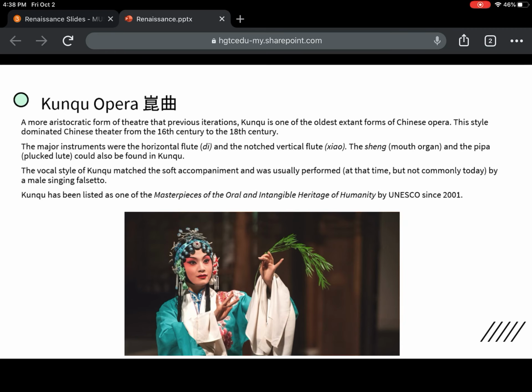The vocal style of Kunqu matched the soft accompaniment. So it was soft, and it was subtle, and was usually accompanying a male singing falsetto. Today these parts are played by females, but at the time it wasn't unusual to have a male in falsetto playing some of these parts. Kunqu has been listed as one of the masterpieces of the oral and intangible heritage of humanity by UNESCO back in 2001.